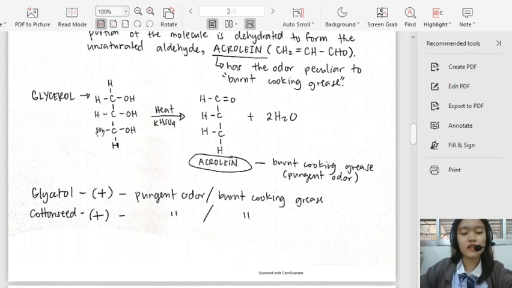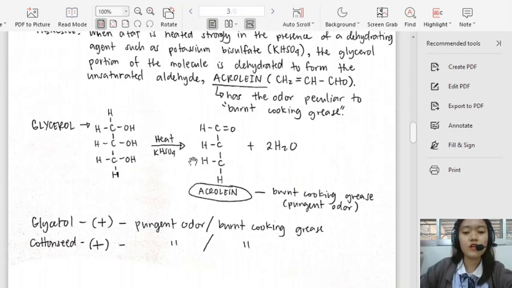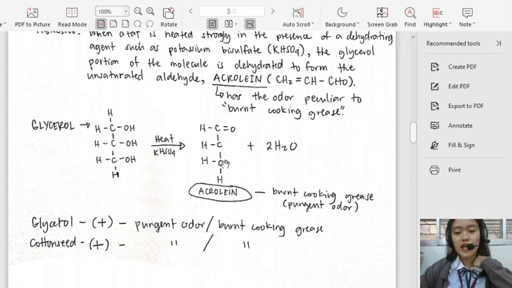Glycerol, the structure of your glycerol, when it undergoes heating in the presence of an oxidizing agent. So, function ng inyong KHSO4 dito class is for oxidizing agent siya. It will form the structure acrolein plus 2 molecules of water or H2O. Okay, so itong dalawa actually ang product niya. But the acrolein is the one responsible for the burnt cooking grease or pungent odor.